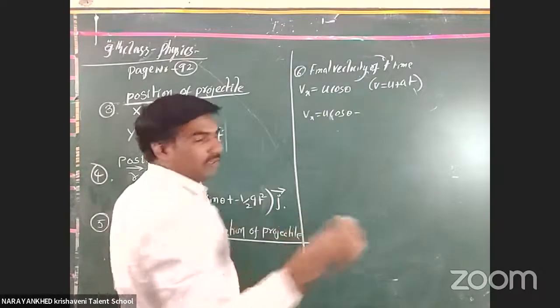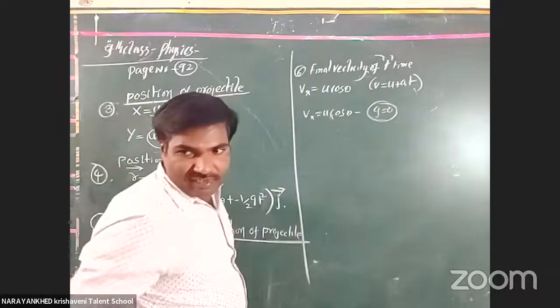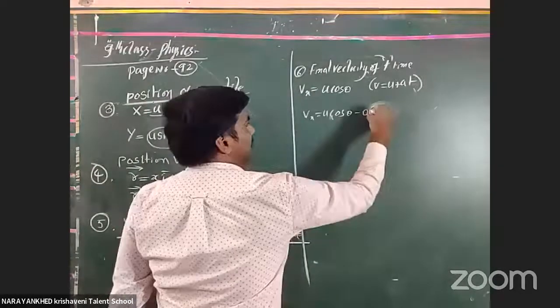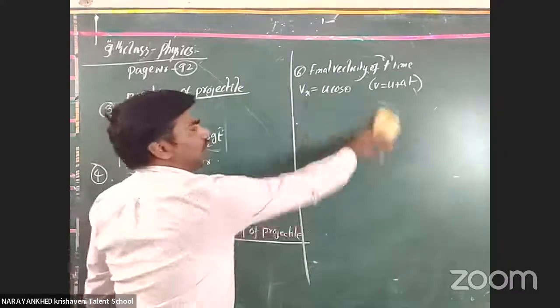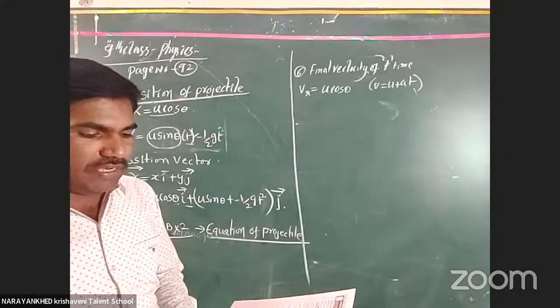According to projectile motion, g is equal to 0 along the x-axis. That's why we write 0 into t. That is why Vx is directly u cos theta. Okay, clear or not, all the students? It is written as u cos theta.